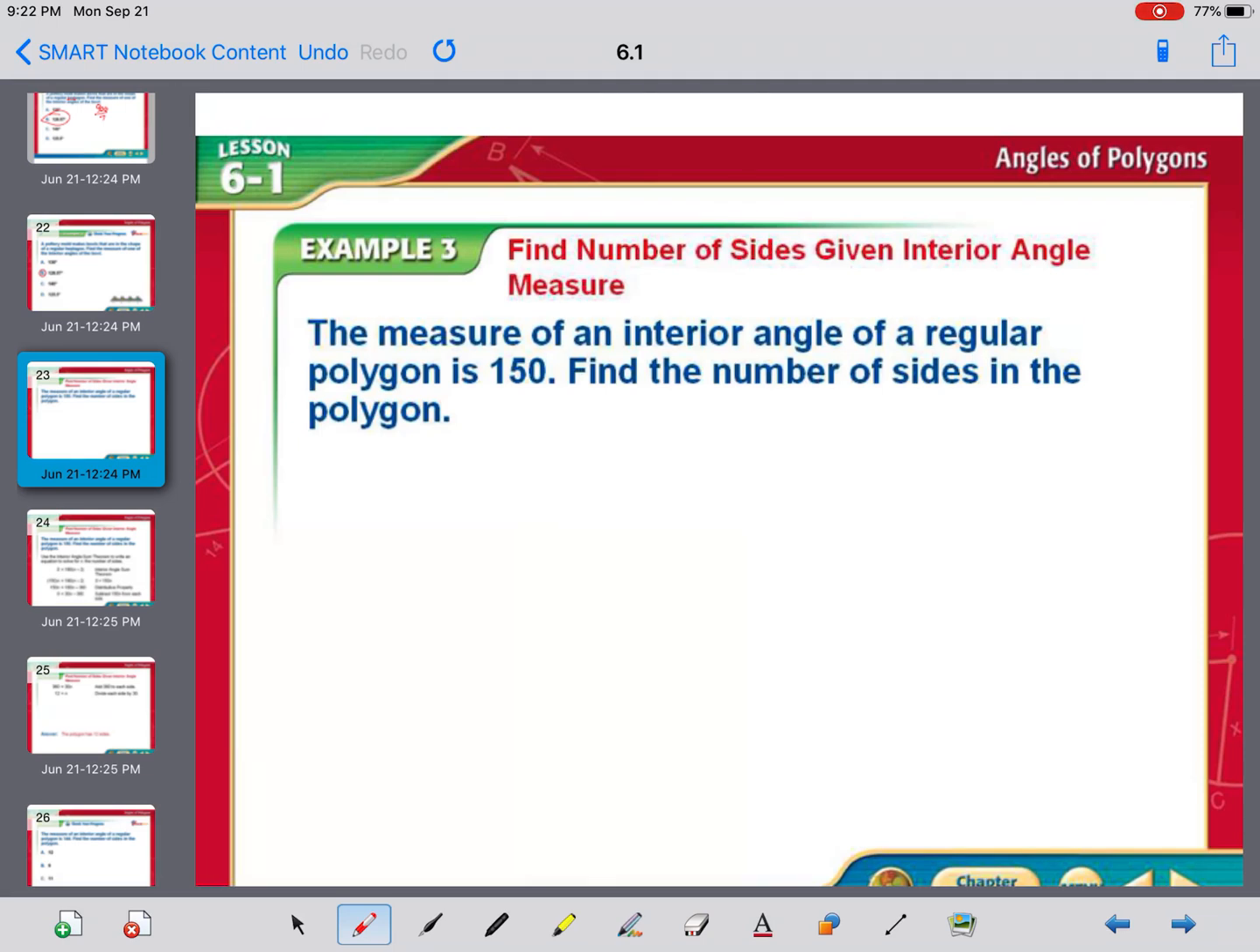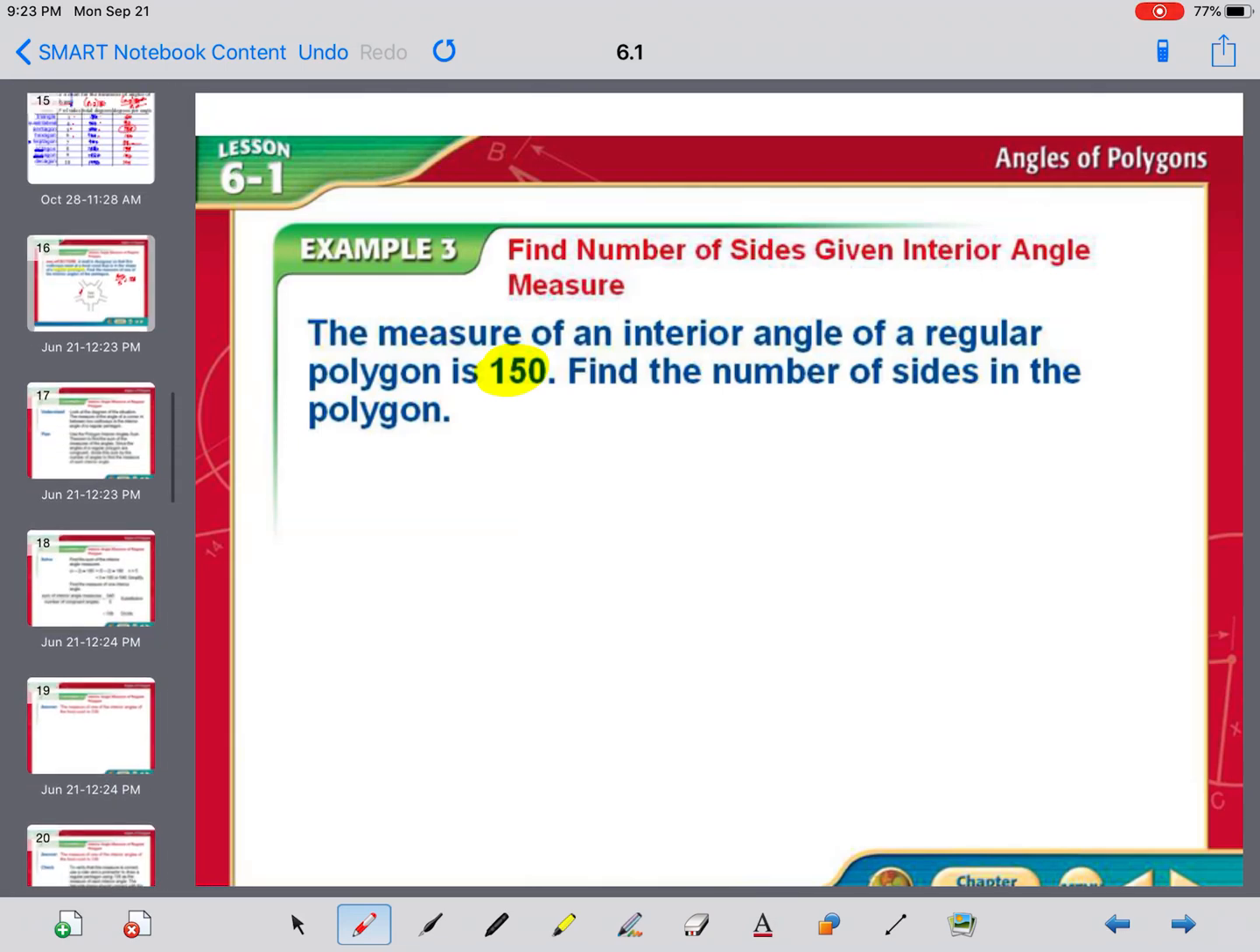Here's a different one. This is almost like an IXL type question. The measure of the interior angle is 150. So in this case, it still asks us to find the number of sides, but they told us the measure. How many sides has an interior angle measure of 150?